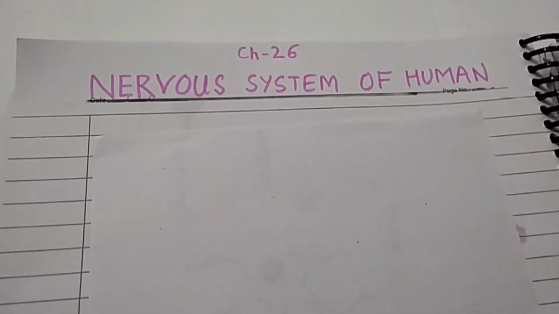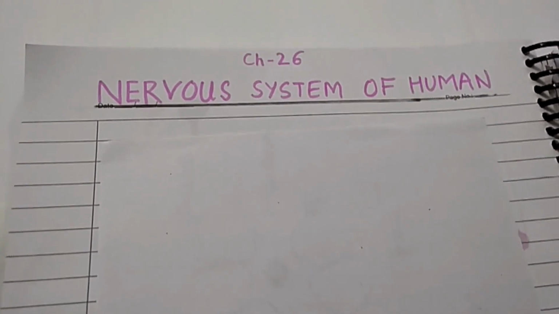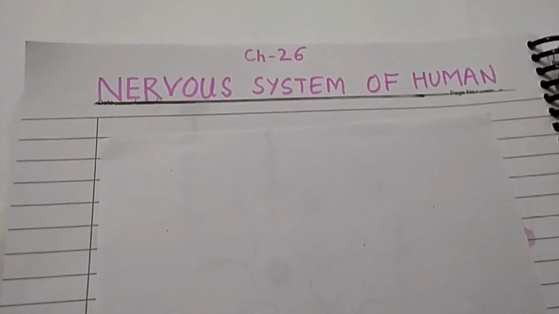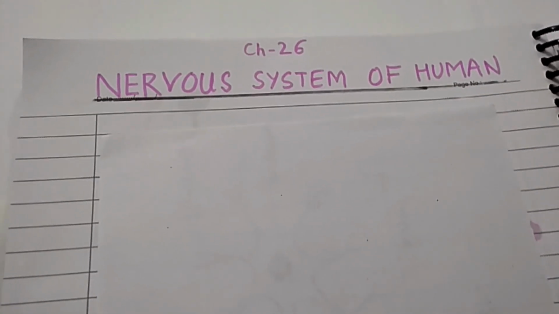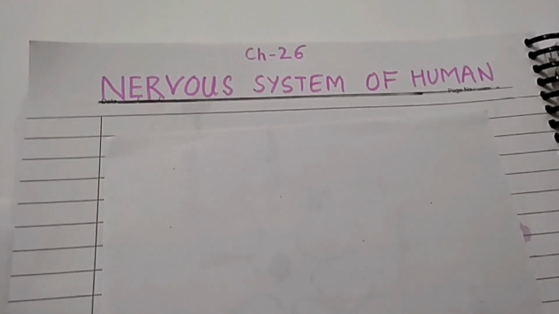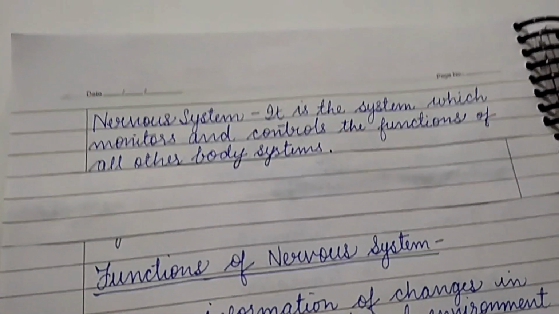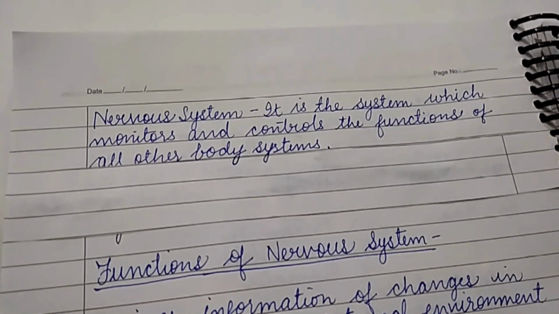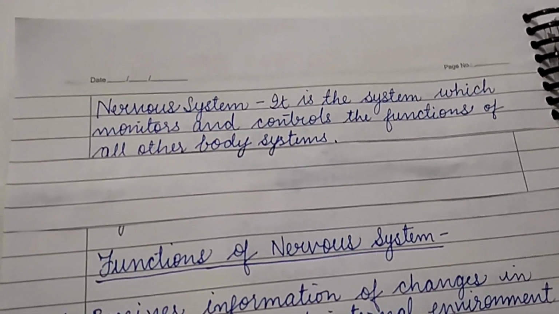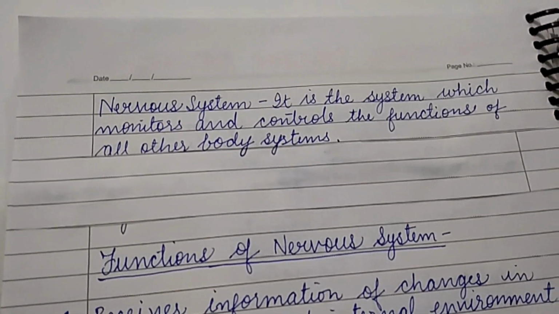Let's start with the chapter. As you all know, there are many systems working in our body, like digestive system, nervous system, respiratory system, reproductive system, and many others. So the nervous system is a system which monitors and controls the function of all other body systems. That is why it is also known as master system of our body.